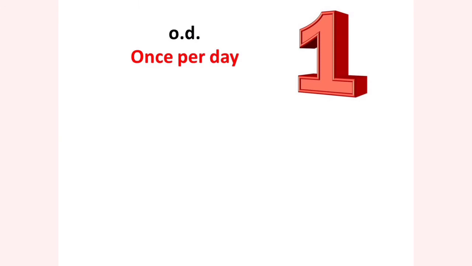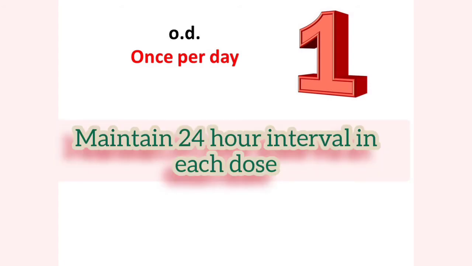OD, that is once per day. Once per day means you have to take that medicine at a 24-hour interval. If you have taken that medicine at 8 p.m. today, then tomorrow at 8 p.m. you have to take that medicine.